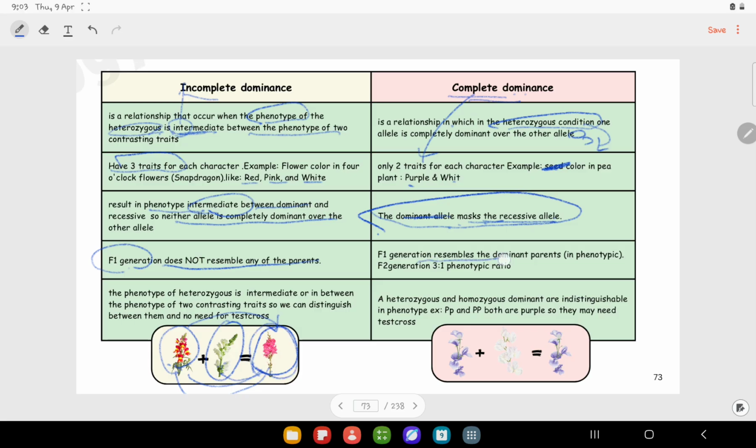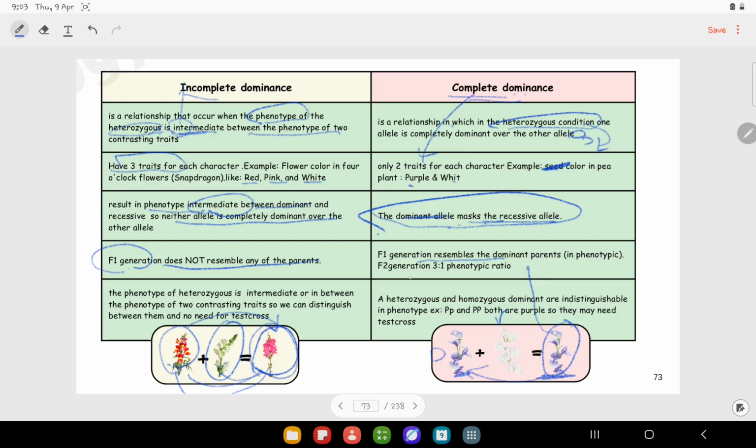While the F1 generation in the Mendelian experiment resembles one of the parents. As you can see, if this is the dominant, the purple pea plant, and this is the recessive, the white flower pea plant, the F1 generation will look like one of the parents' phenotype. Pay attention, not the genotype. It looks like the parents' phenotype.